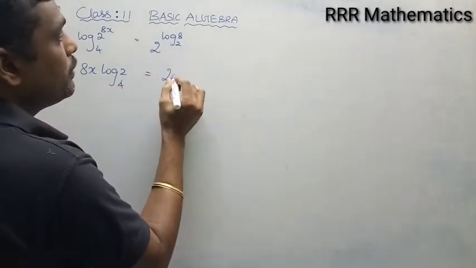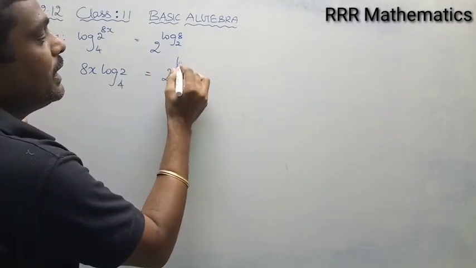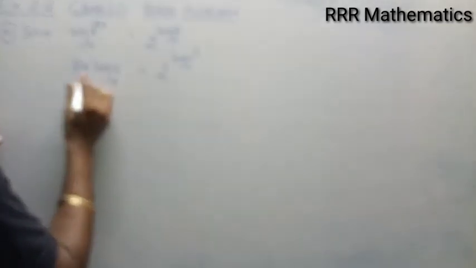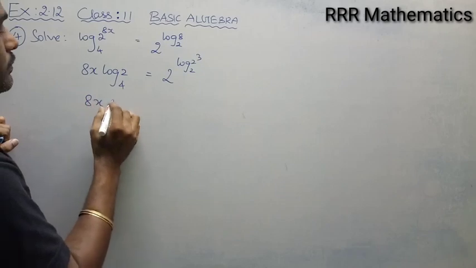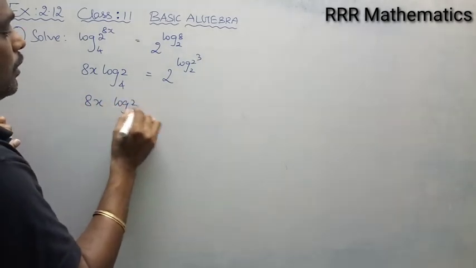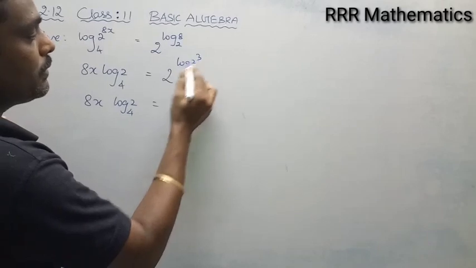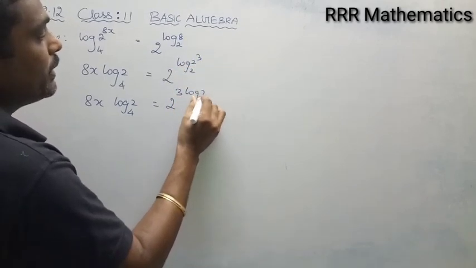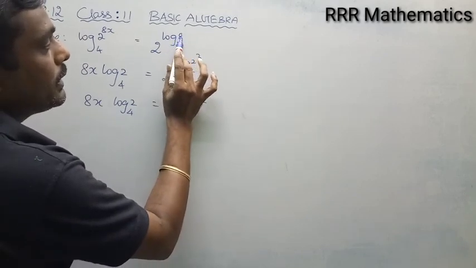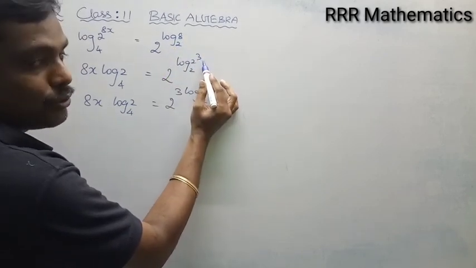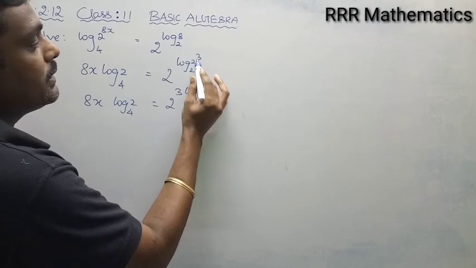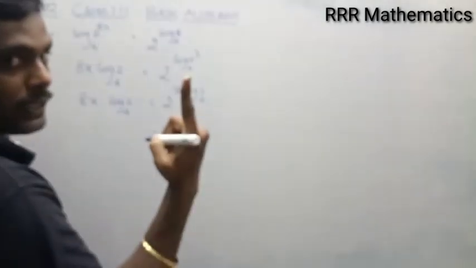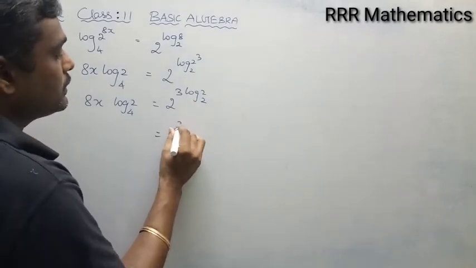Here 2 power log 8 base 2 can be written as 2 cube base 2. Okay. This will be 8x log 2 base 4. Power rule used, 2 power 3 will come front, 3 log 2 base 2. Here log 8 base 2, 8 can be written as 2 cube, 2 into 2 into 2, 8. Power rule 3 log 2 base 2. It will be log 2 base 2, 1. So it will be 2 power 3.